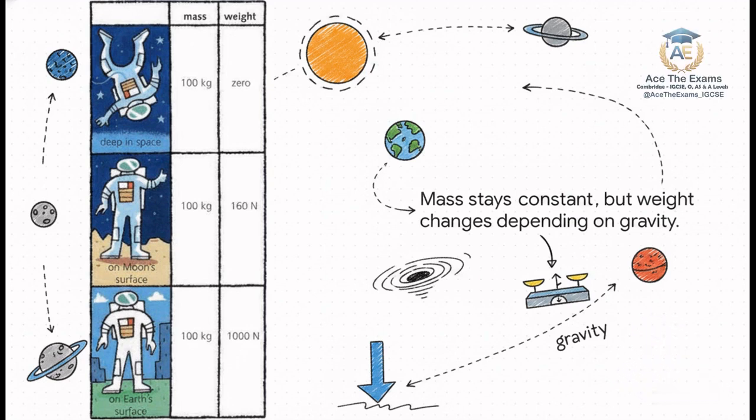where gravity is way weaker. And then, absolutely zero when they're floating out in deep space. Zero weight, but they still have exactly 100 kilograms of mass. Mass is your anchor. Weight depends entirely on your location.